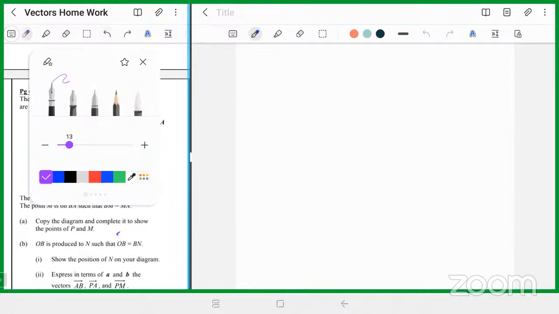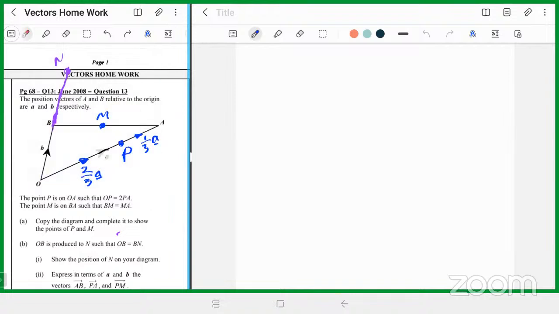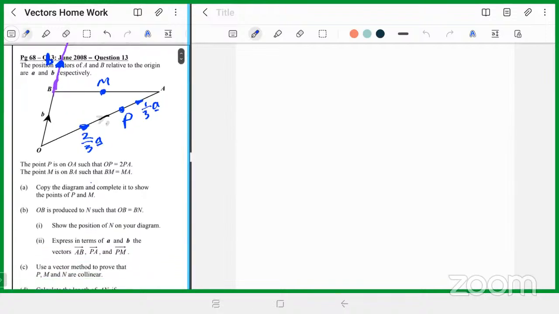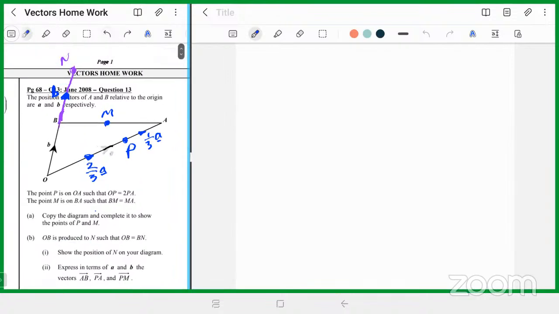So we can write that from now. I'll put it on in blue. This vector here is also B. Are you okay with that? All right, good. So using this diagram as we have it here, it says show N on the diagram. That's it. N is right here. This side is extended so that this is now the midpoint. So this is B, this is B. Vector B, vector B.